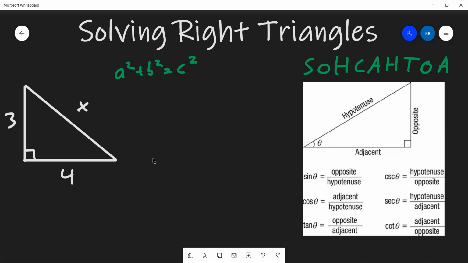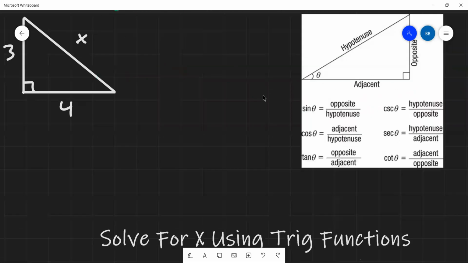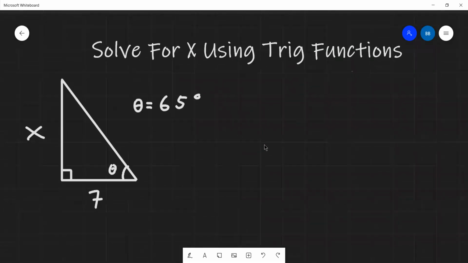So today we are going to do something a little different. We will utilize our trig functions in order to solve a right triangle or to find a certain side of a triangle. So these questions are a little different than what we have seen before. So let's look at one.